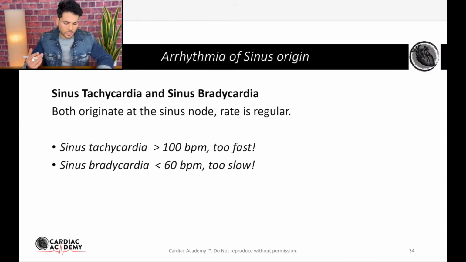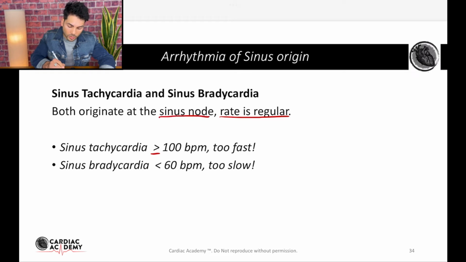So the first one, sinus tachycardia versus sinus bradycardia. So either too fast, too slow. This type of arrhythmia is going to be regular. It has a regular rhythm. So you're going to be seeing equal distance between R wave to R wave. And if it is more than 100, it's sinus tachycardia, because it originates at the sinus node. If it is less than 60, then that will be sinus bradycardia. Easy.